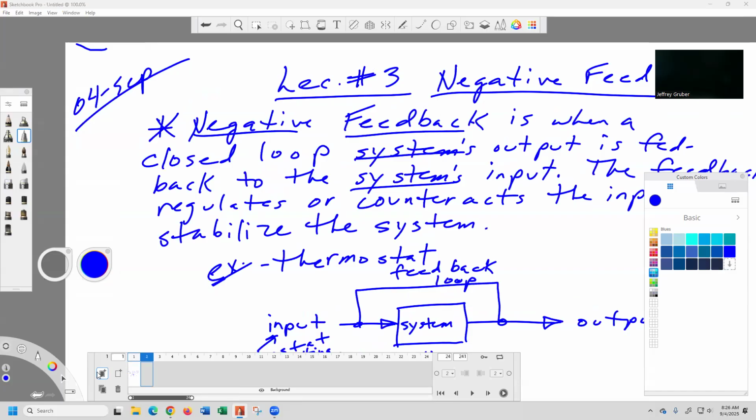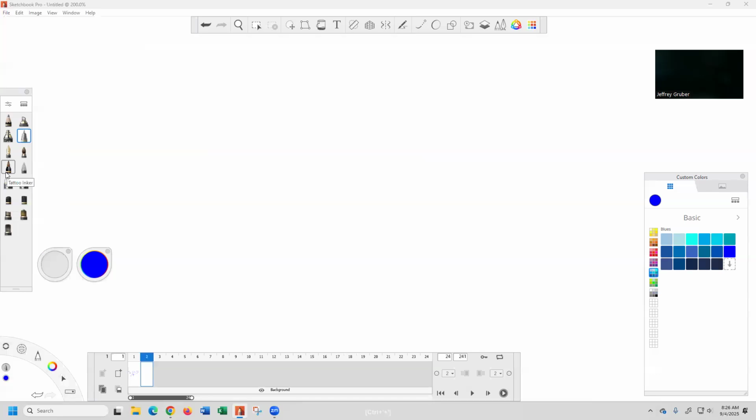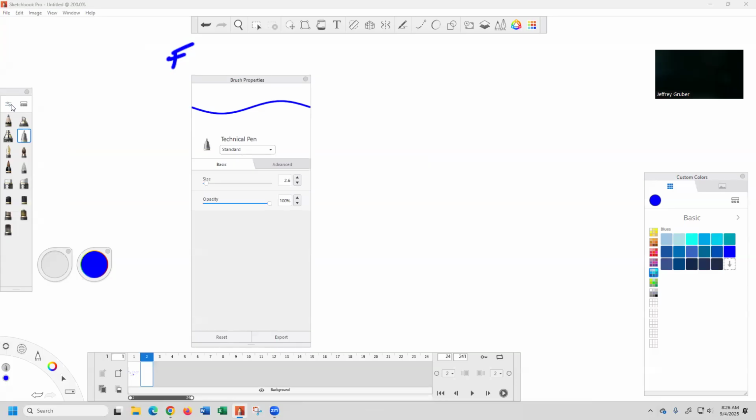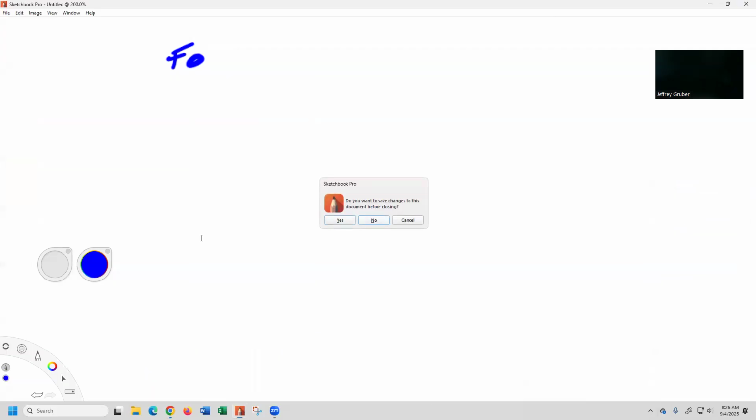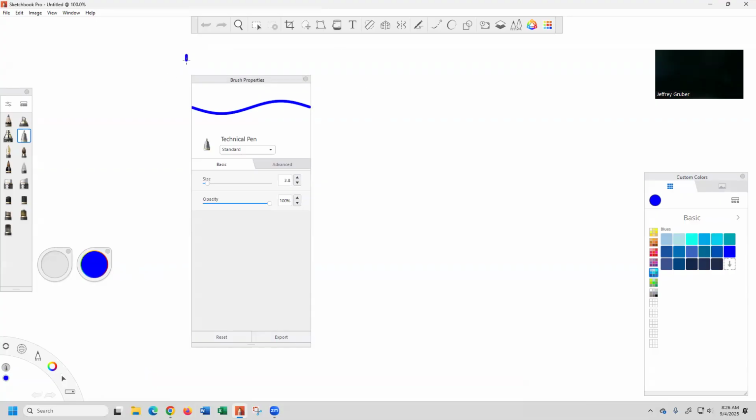Here, let's go to another page. Maybe that'll fix my problem. No, it doesn't. There. So there's 4 types of negative feedback. What's going on here? I don't know what I did. I must have bumped something on the tablet. That should be good.